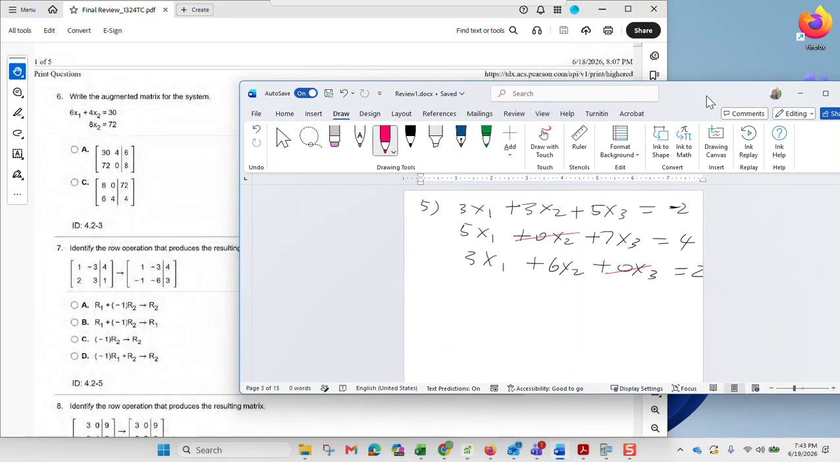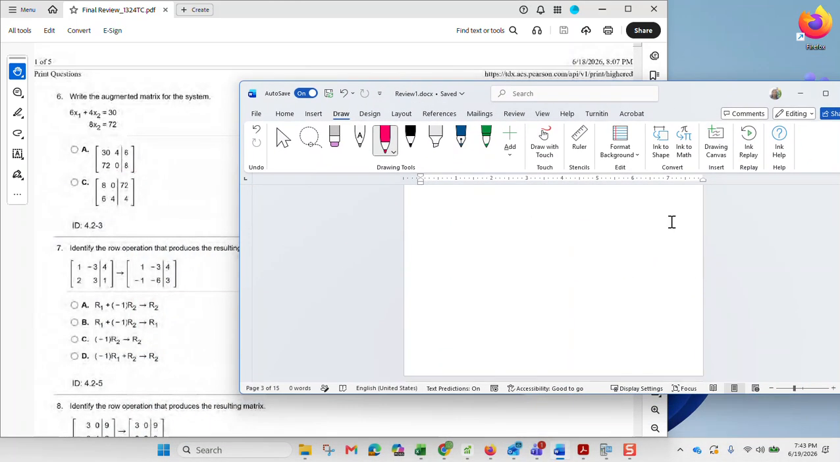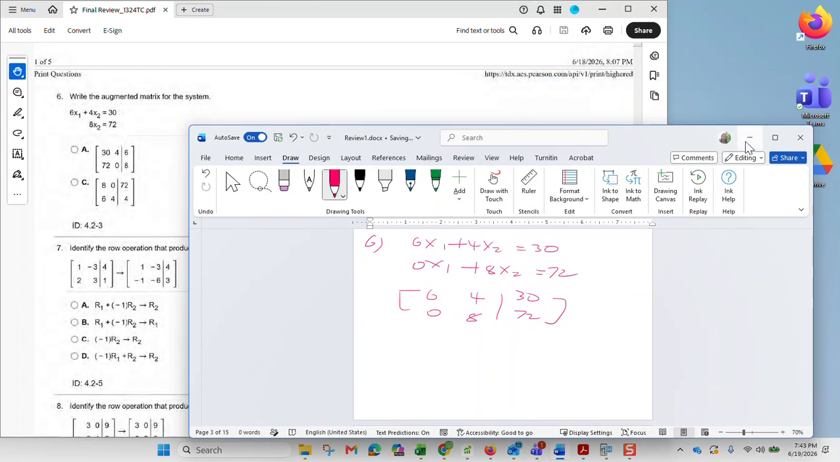Okay, so if you do not know how to find the matrix, you can write down this one on your own. 6x1, 4x2 equal to 30. And this is missing x1, so you need to have a 0 x1 plus 8x2 equal to 72, right? So now your matrix will be 6, 4, and 30, right? And then this will be 0, 8, and 72. Okay, so that will be your matrix in this case.